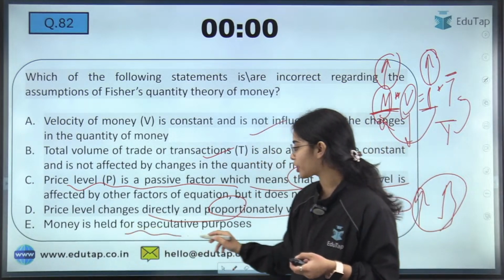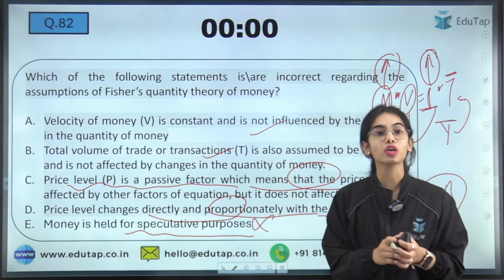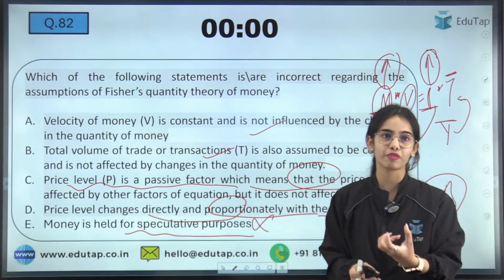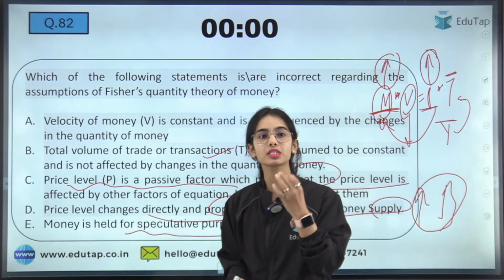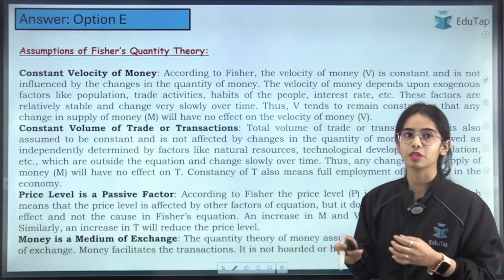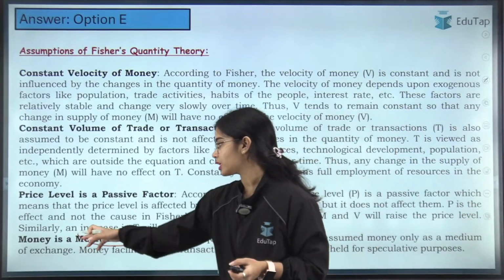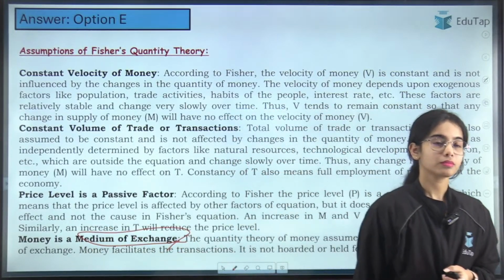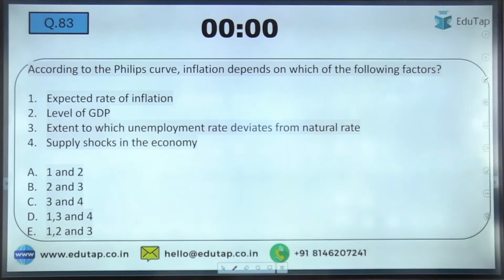Is money held for speculative purpose? No. Money is held for transactionary purposes as a medium of exchange. As per the classical economists, money is held as a medium of exchange. So this is what Fisher, or the classical economists, have said.